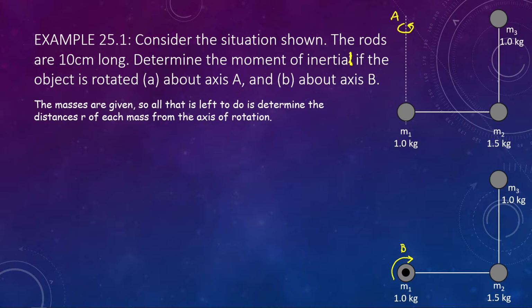So let's go ahead and try to work out this problem. We'll first look at part A, which is the top figure. We have this axis A, which is that white dashed line running top to bottom. And then three masses, M1, 2, and 3, connected by those white rods. Each is 10 centimeters long.